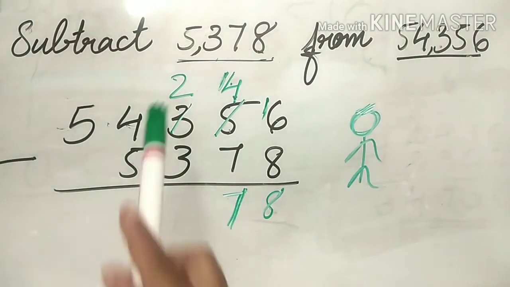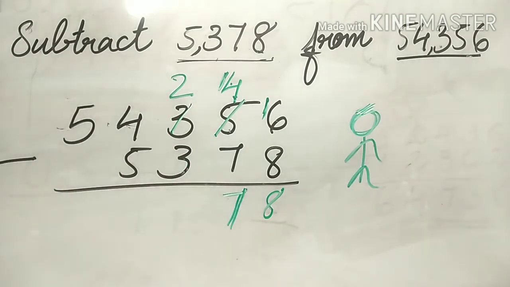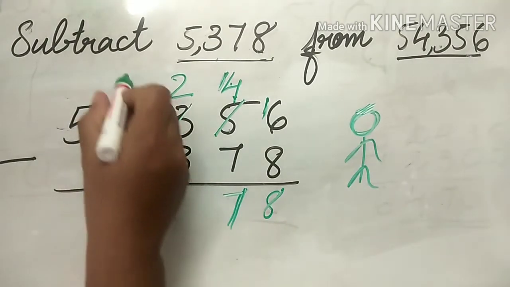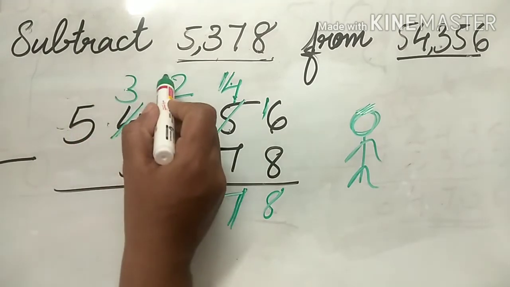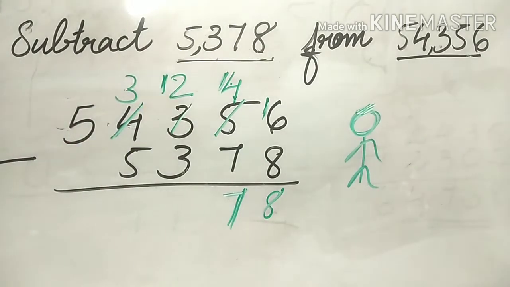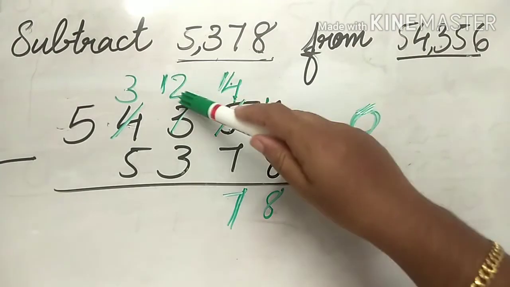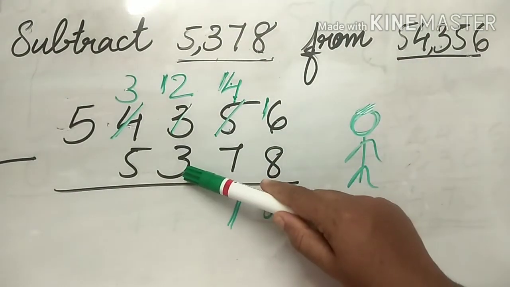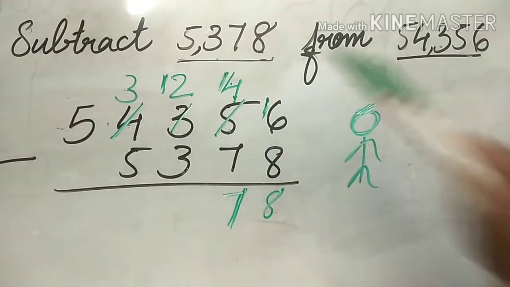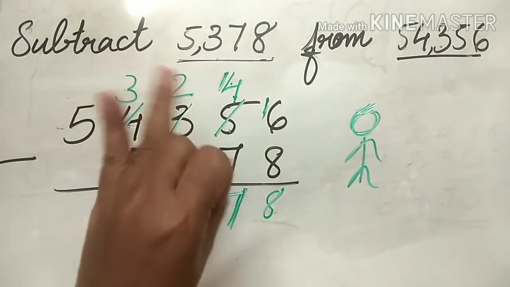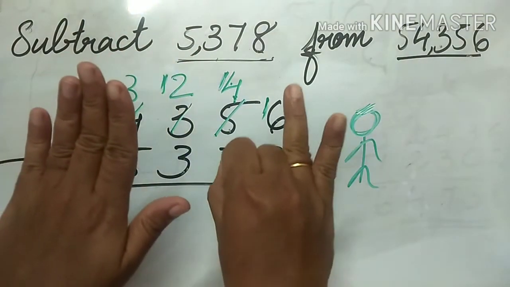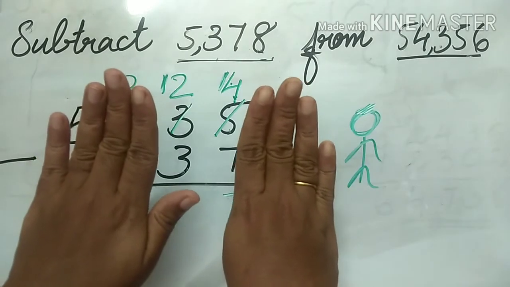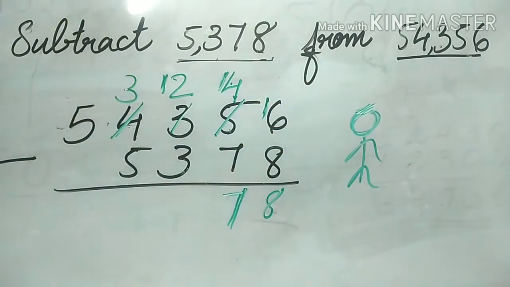Now, again, 2 minus 3. Is it possible to subtract 3 from 2? No. So this 4 becomes 3. The number just before 4 is 3. And give 1 to the next person. So 2 becomes 12. You have to keep 12 in your mind and start counting from after 3 till you reach 12. After 3: 4, 5, 6, 7, 8, 9, 10, 11, 12. How many fingers? 9 fingers. So 9 is your answer.